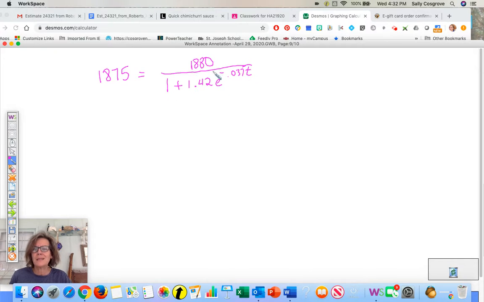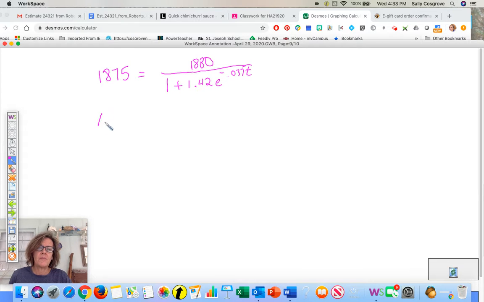So let's get this guy out of the denominator. And how do we do that? Well, we multiply both sides by this, and then we'll divide by 1875, right? Cross multiply, however you want to think about it. But we end up with this. How do we clear the denominators? Multiply by what's in the denominator.